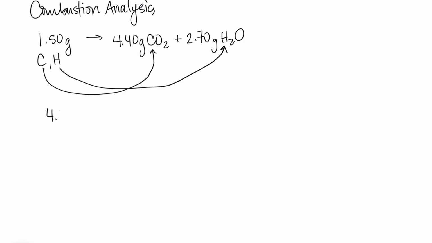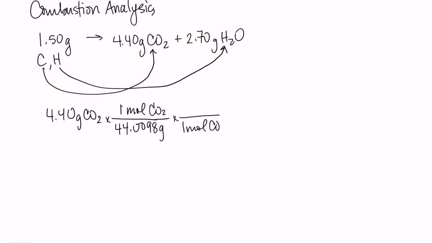So I'll start with my 4.4 grams of CO2. I'm going to use the molar mass to turn it into moles of CO2. And I know for 1 mole of CO2, I have 1 mole of carbon, just because of the subscript. And so in the end, I'm going to get 0.09998 moles of carbon.